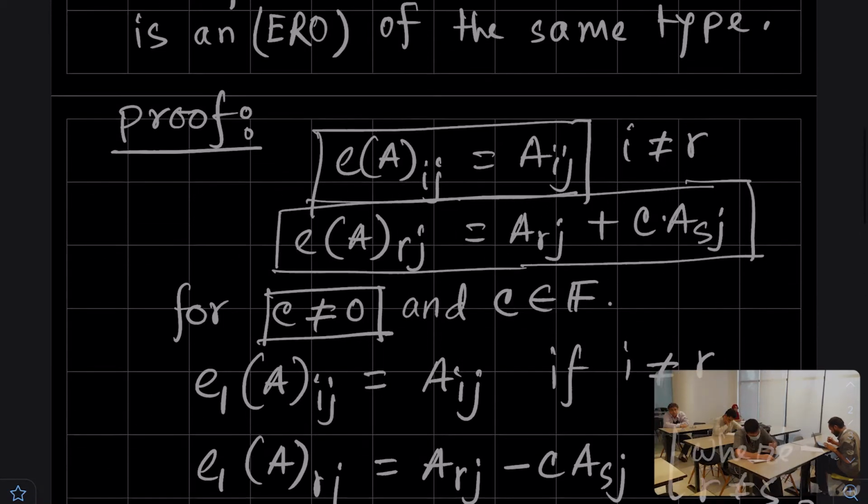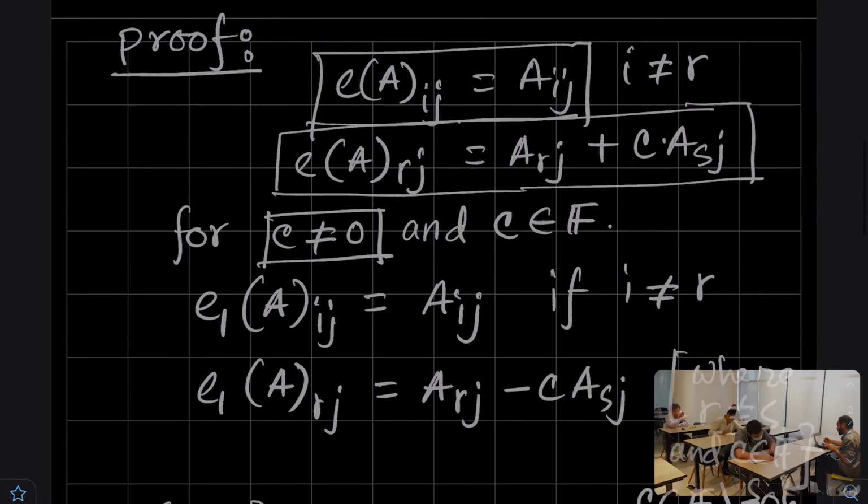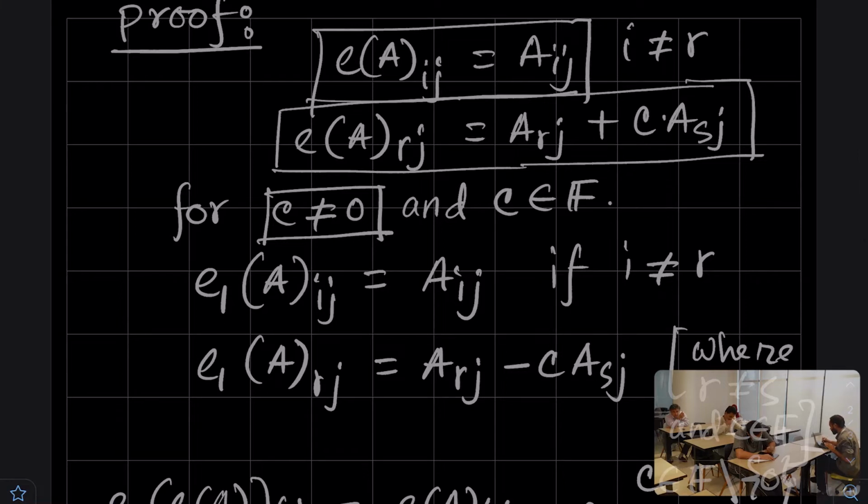Didn't I define it? Okay, sorry. So R is not equal to S. Since R is not equal to S, I'm considering the row R here. So it's better to say S is not equal to R, or R is not equal to S, although they mean the same thing. Please refer back to the definition of E of A inside the block. E of A I J is equal to Aij when I is not equal to R. That definition applies here, right?